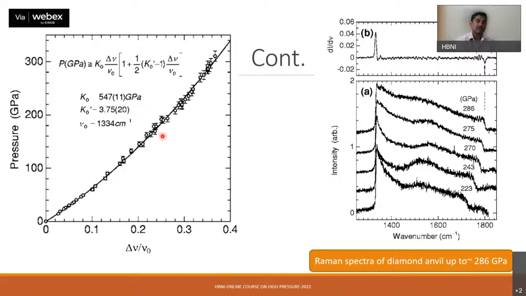So your culet response behaves like a platinum ball with a bulk modulus of 547 GPa, and derivative of 3.75. This scale has been calibrated up to 310 GPa. So most of the experimentalists who go beyond a megabar use this scale to determine their pressure in their experiments.